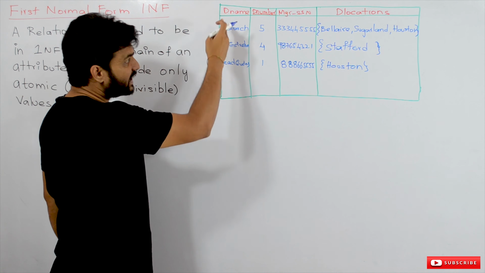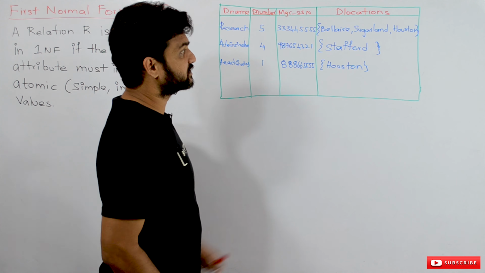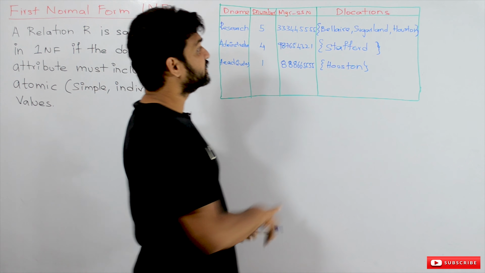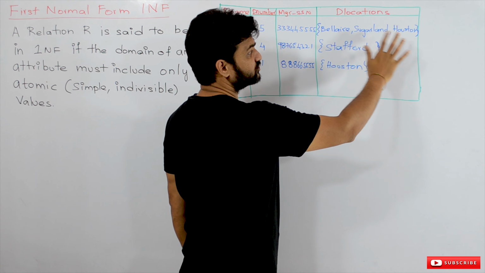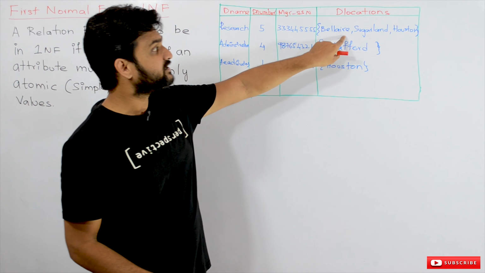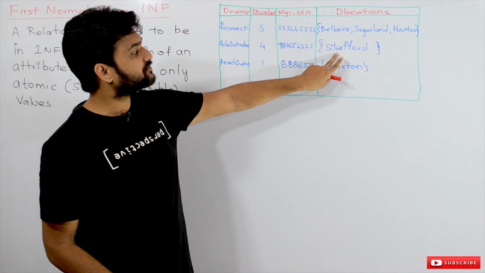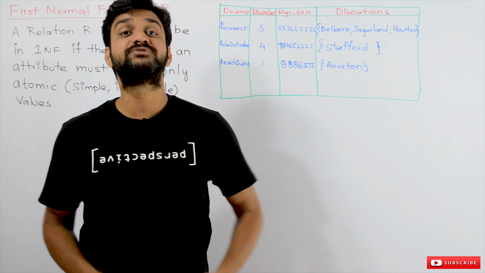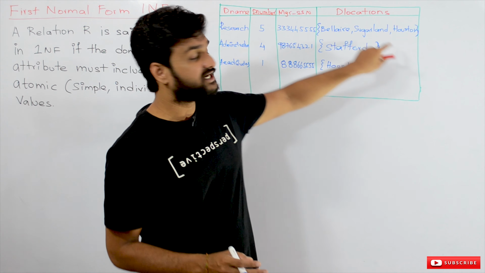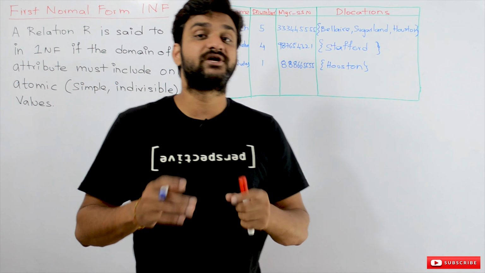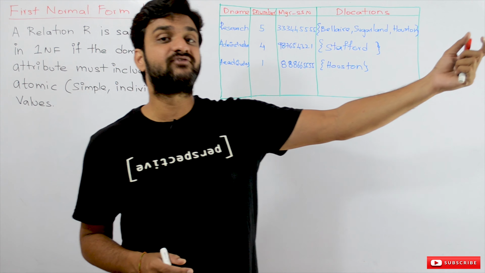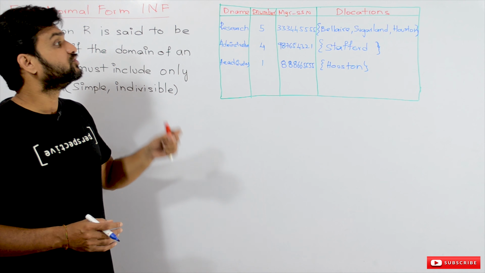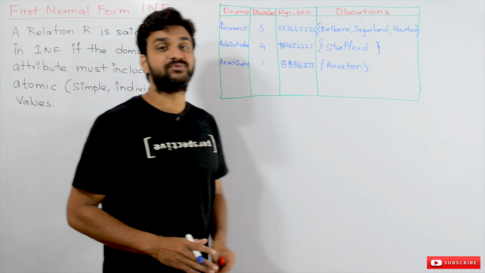This attribute is atomic. But if you consider department locations, is it atomic? No, it can be further divided. There are three different locations for the department: Bellary, Sugarland, and Houston. Every value in the attribute should be atomic, even if one of the values is multi-valued. These attributes are called multi-valued. The different types of attributes were already discussed in the early videos of our course, where we came across multi-valued attributes. In the first normal form, multi-valued attributes are not allowed.